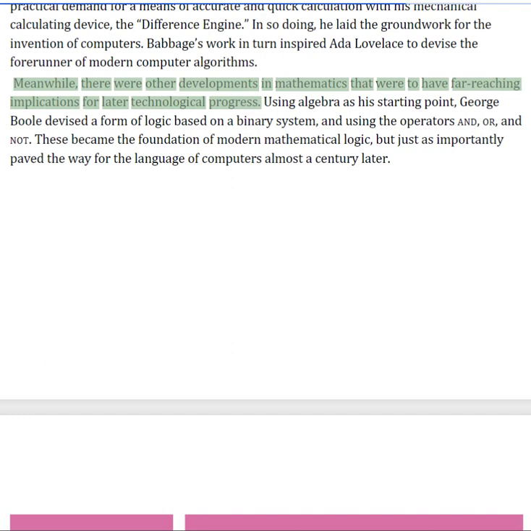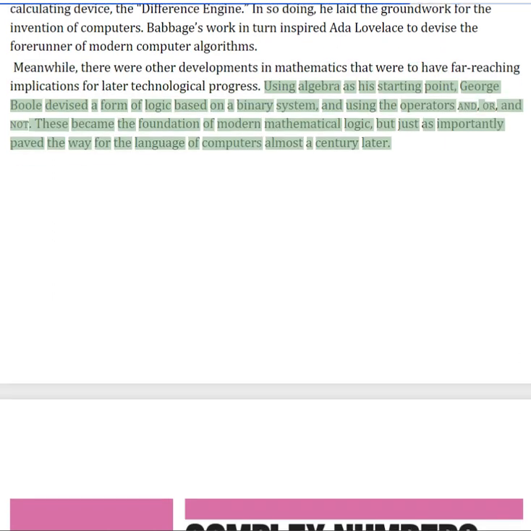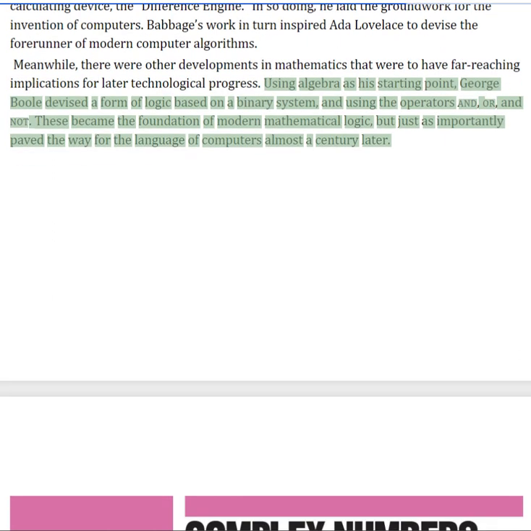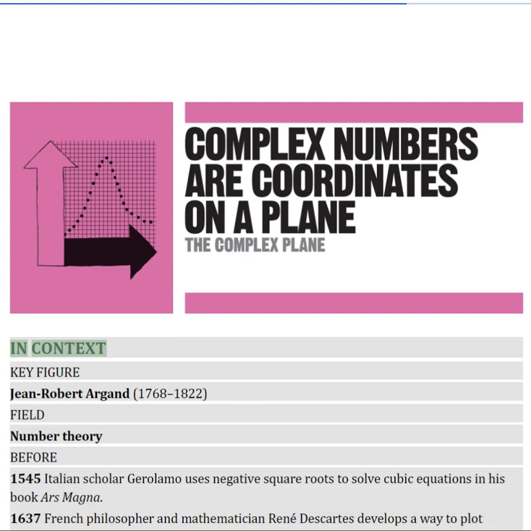Meanwhile, there were other developments in mathematics that were to have far-reaching implications for later technological progress. Using algebra as his starting point, George Boole devised a form of logic based on a binary system, and using the operators AND, OR, and NOT. These became the foundation of modern mathematical logic, but just as importantly paved the way for the language of computers almost a century later.